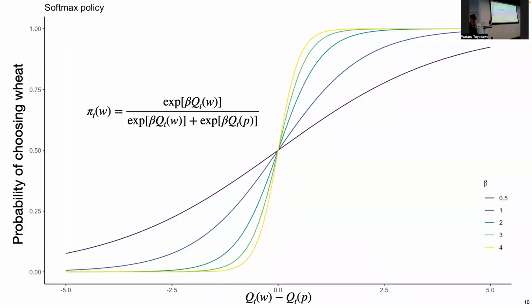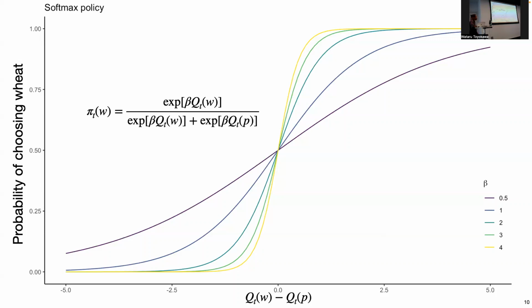So, which means when the beta value is large, this is really a steep S shape. If you have even a slightly larger Q value for wheat, then you're very highly likely to choose the wheat option in the next trial. Your choice is really preferring your preferable option.